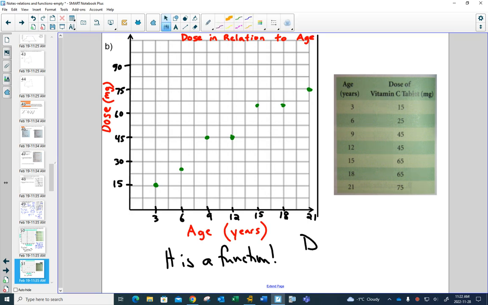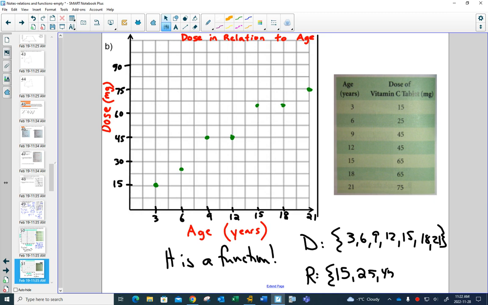Right? And if we wanted to do the domain that was given to us, the domain would be 3, 6, 9, 12, 18, 21, and then a range. So when you're just given points, you just list. We only have to write 45 once, we only have to write 65 once. So that's how we could do the domain and range.